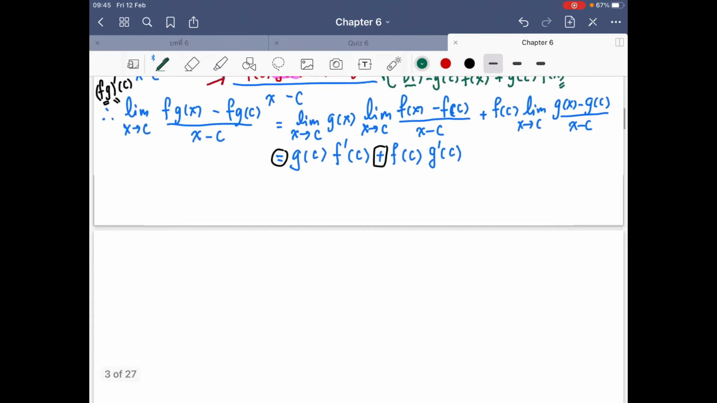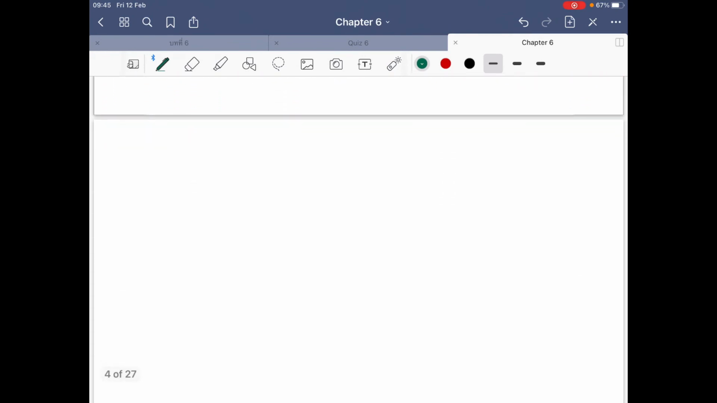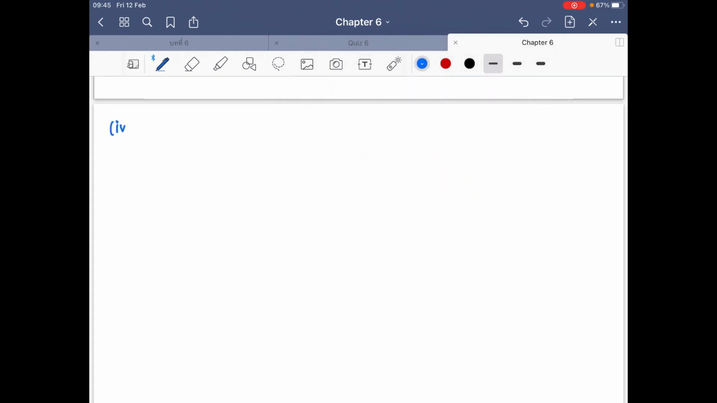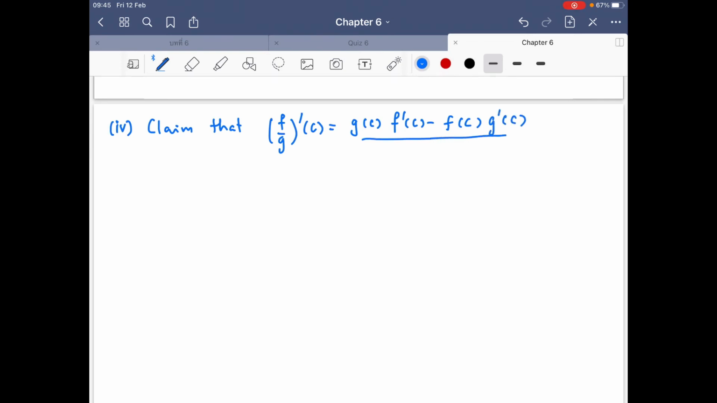So let us go over the last property, or the formula, which is the quotient rule. We are going to claim that the derivative of f over g will be the bottom times the derivative of the top, minus the top times the derivative of the bottom, over the bottom squared. Of course, g(c) is not 0 first.